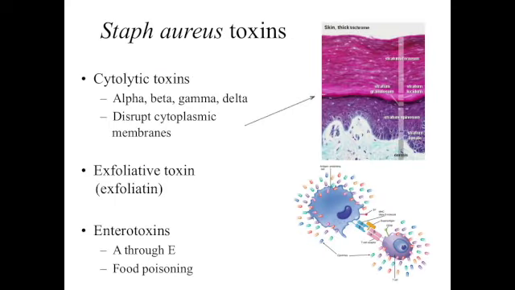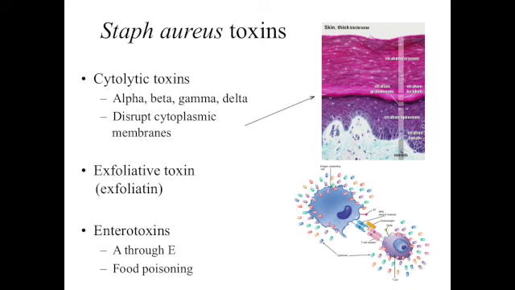Last but not least, Staph aureus produces a number of actual toxins that can have deleterious effects to our cells. The first is that Staph aureus produces a number of cytolytic toxins, or toxins that are going to directly kill cells. These are not very creatively named: alpha, beta, gamma, and delta, and they disrupt cytoplasmic membranes, so they cause cellular membranes to fall apart, which results in death of the cell.